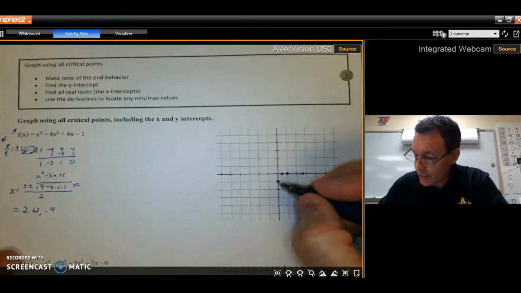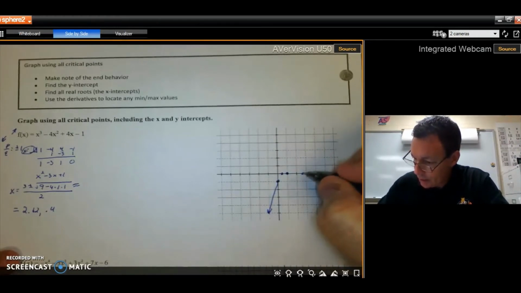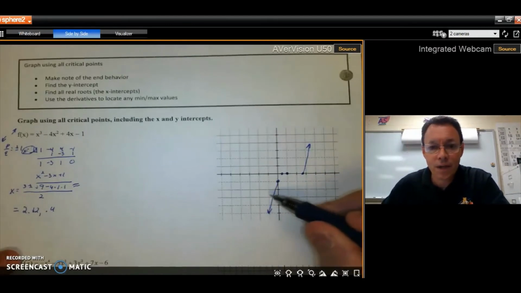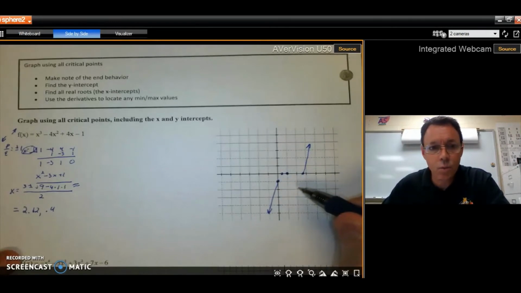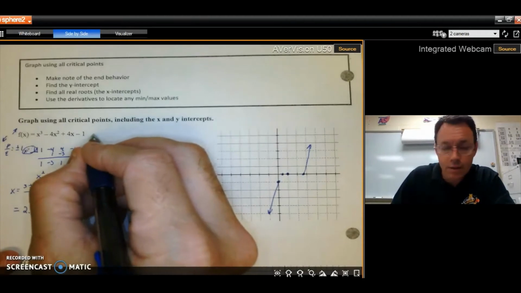We also know that the ends of this graph are going to go down, and right here it's going to go up. I don't know exactly what that's going to look like, but something like that. Now we got to figure out what's going on in the middle. So that's what we've done already. We've done that on other days.